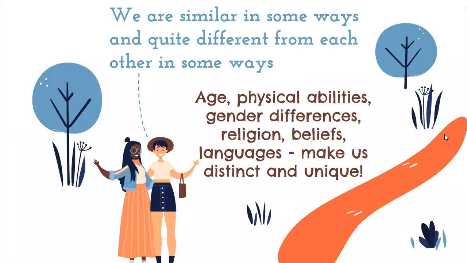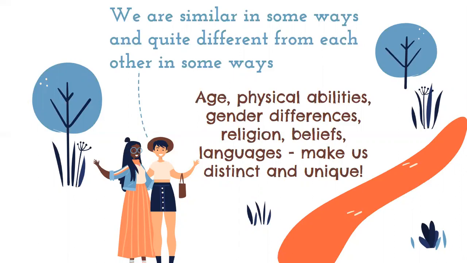Now, kids, we're all similar in some ways and very different from each other in some, right? So, when I say we're similar, in what ways do you think we can be similar? We're all humans, we're all living in India. All of us are currently going to JKG International School, right? So there are a lot of similarities, yes.